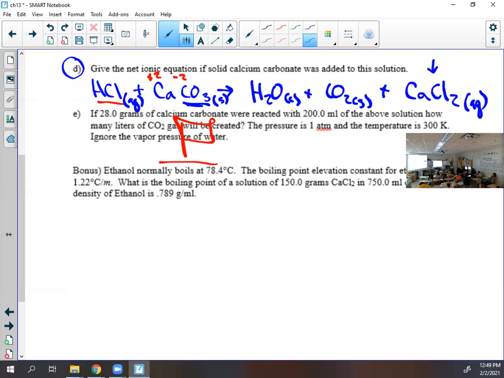Okay, is this the answer? No. What do I need to do? All right, I need a 2 in front of the HCl. Is that the answer? No. I think that did balance it. It did. Never mind. What am I missing? I need the net ionic.